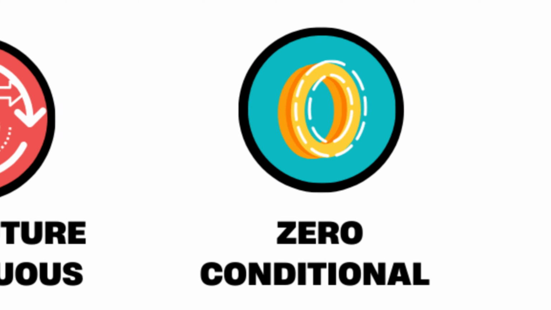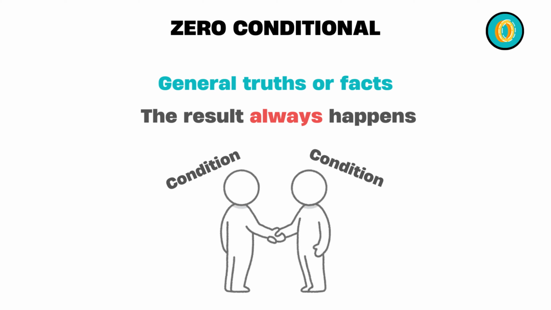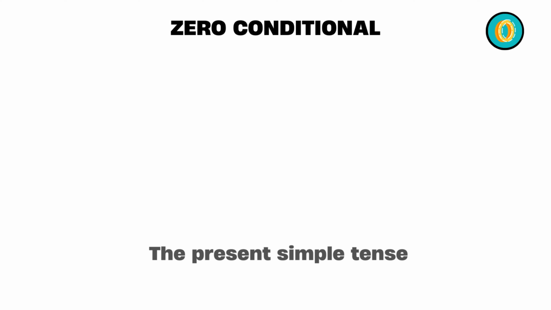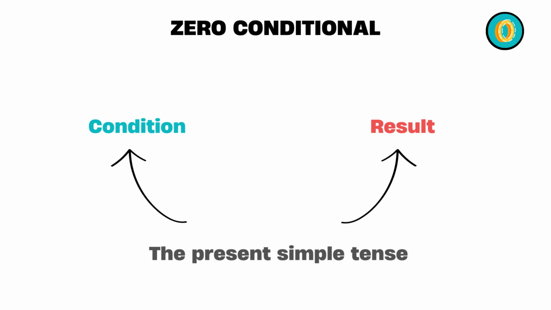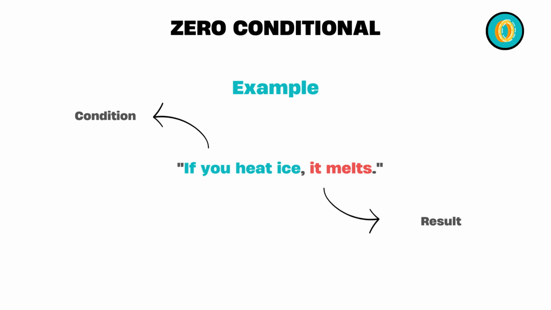Conditional sentences. Zero conditional describes general truths or facts where the result always happens when the condition is met. It uses the present simple tense in both the condition and the result clauses. Example: if you heat ice, it melts.